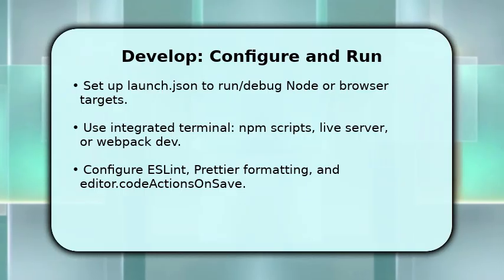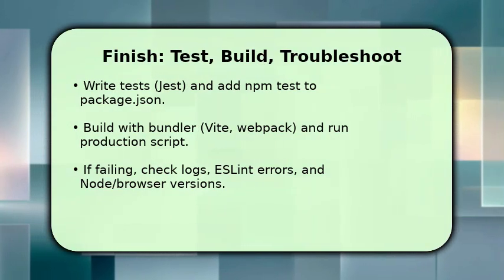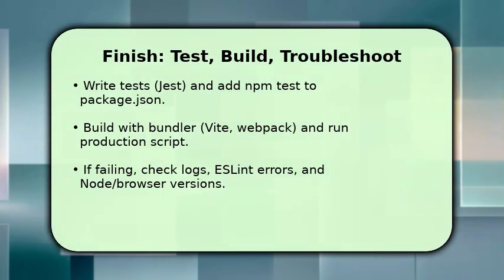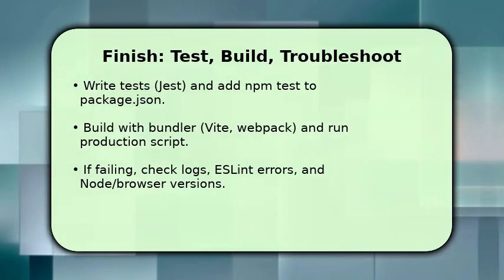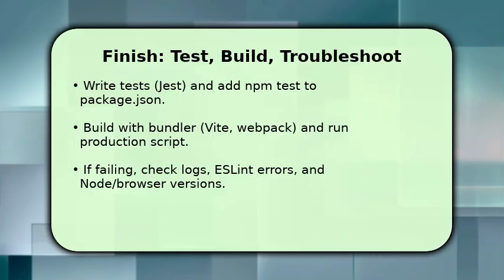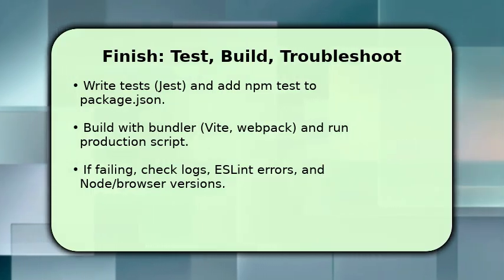Wrap up by adding automated tests and a production build. Install Jest and add npm test to run unit tests. Then configure Vite or Webpack for bundling and add a production script like npm run build. Once done, run the build and deploy artifacts.